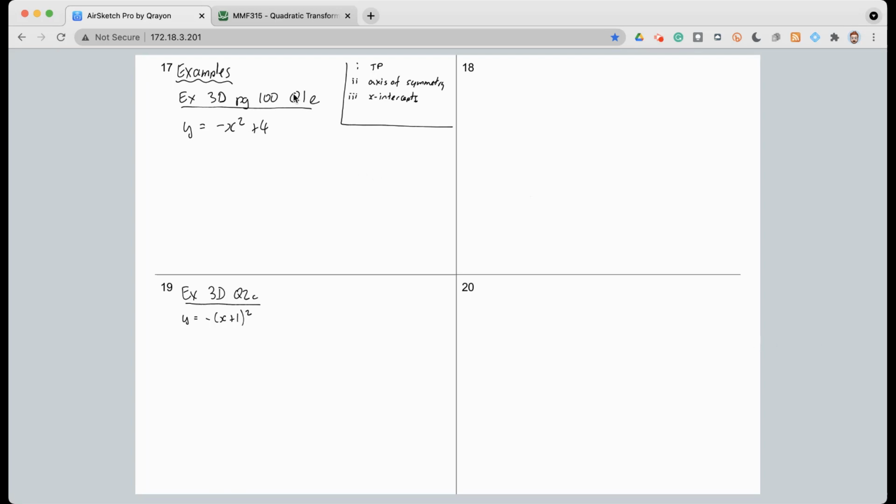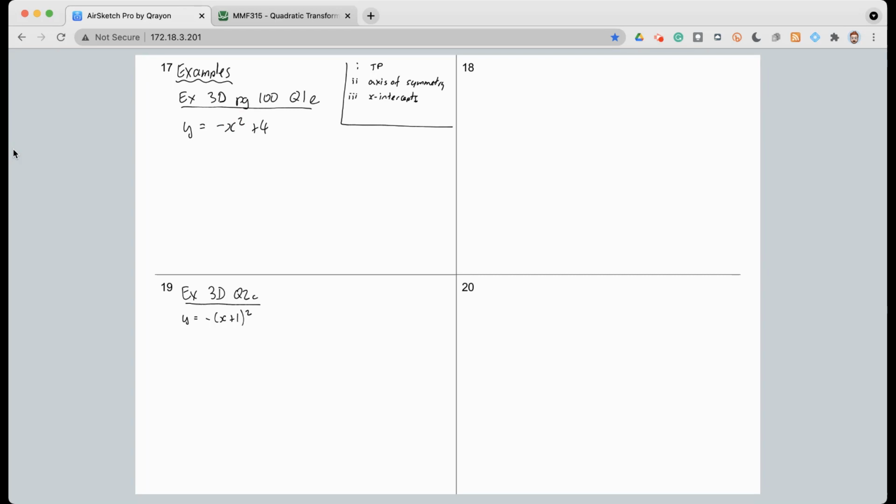We've got question 1e here in exercise 3D: y equals minus x squared plus 4. From our understanding of transformations, we can have a quick check to see what this means. The minus means that the graph is reflected. Okay, so we need to remember that. It's a reflected graph. The x has been squared with no horizontal translation.